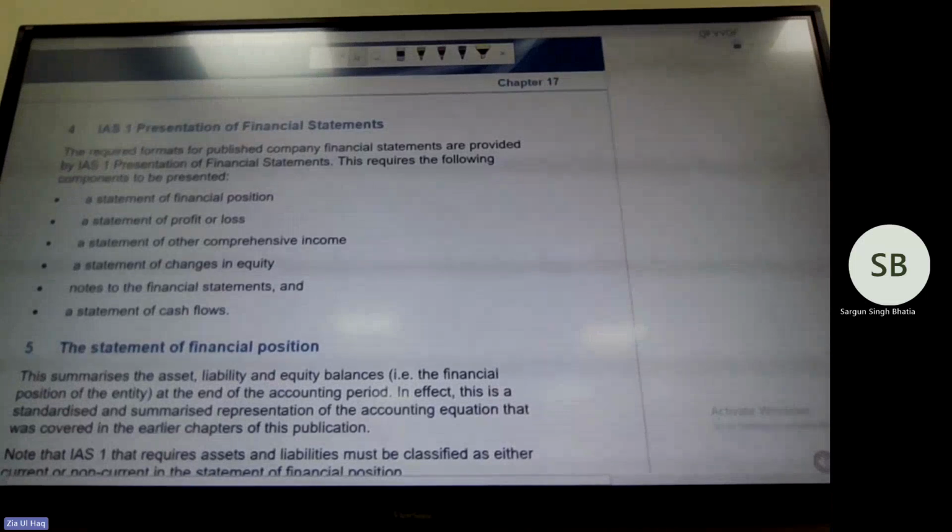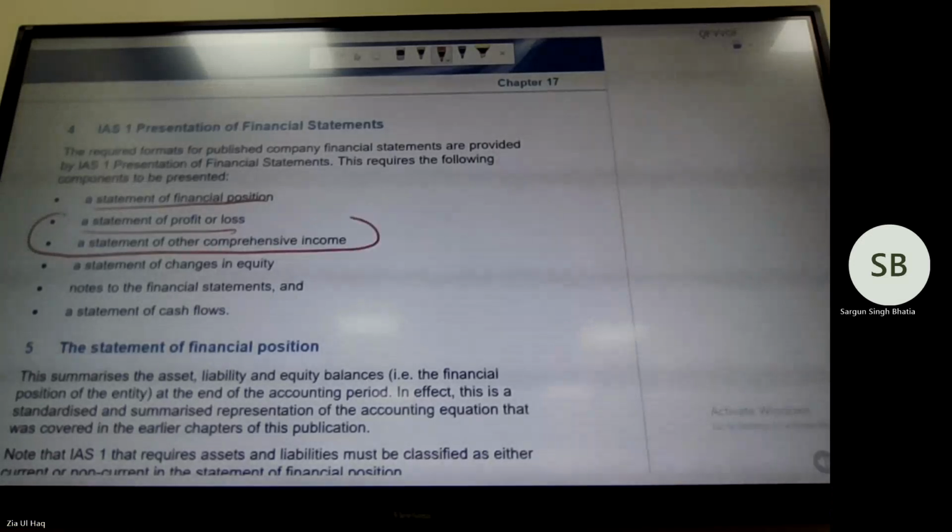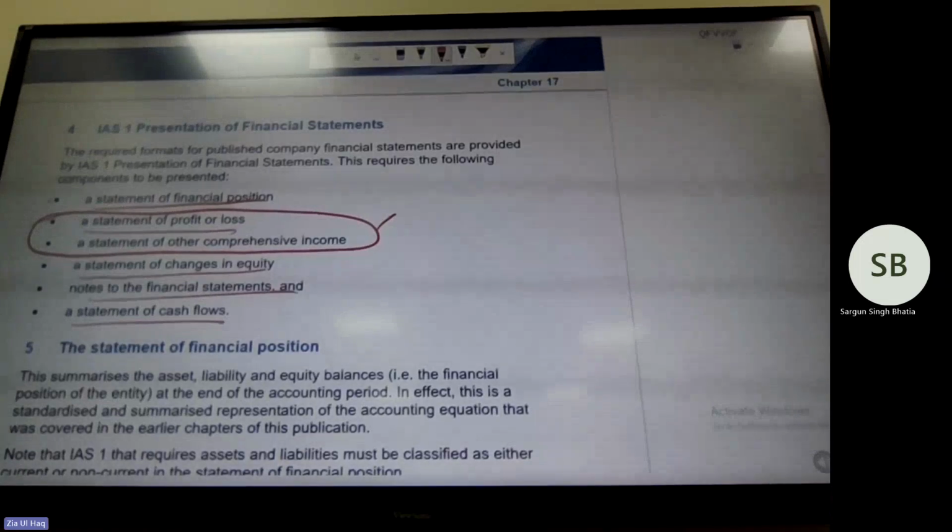What are the 5 components of financial statements? Statement of financial position, balance sheet, statement of profit or loss account, statement of other comprehensive income, and these 2 things we prepare combined. How we prepare statement of profit and loss account and other comprehensive income we will discuss. Statement of changes in equity, notes to the accounts, and statement of cash flows. Number 1, number 2, number 3, number 4, and number 5. These are the components of financial statements.